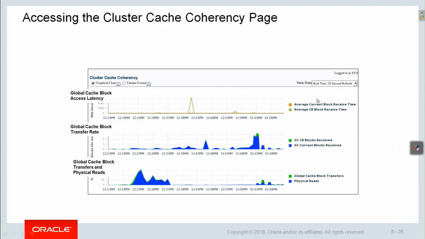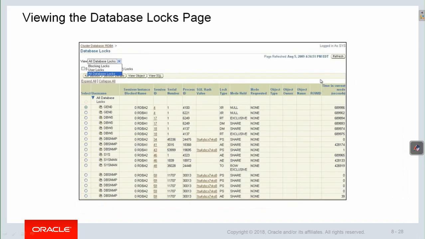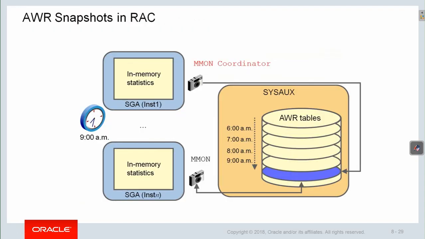And I explained cluster cache coherency information. And also you can review database log pages. So you may have the blocking session across instances from database log page, and you can easily identify blocker and session that is blocked.